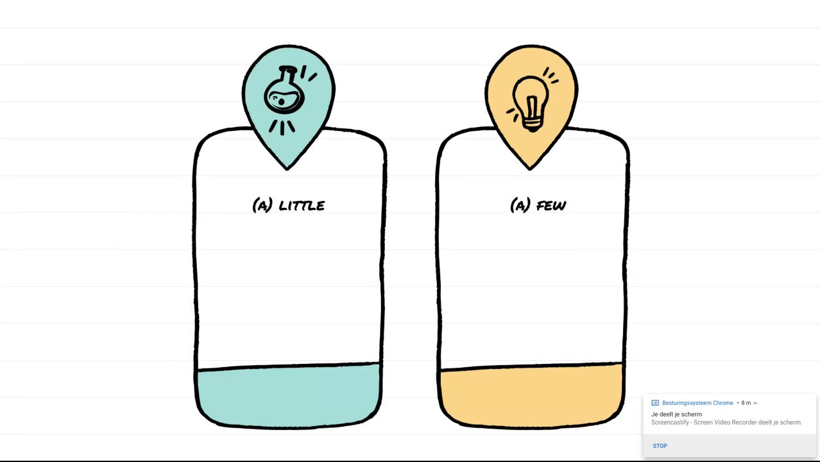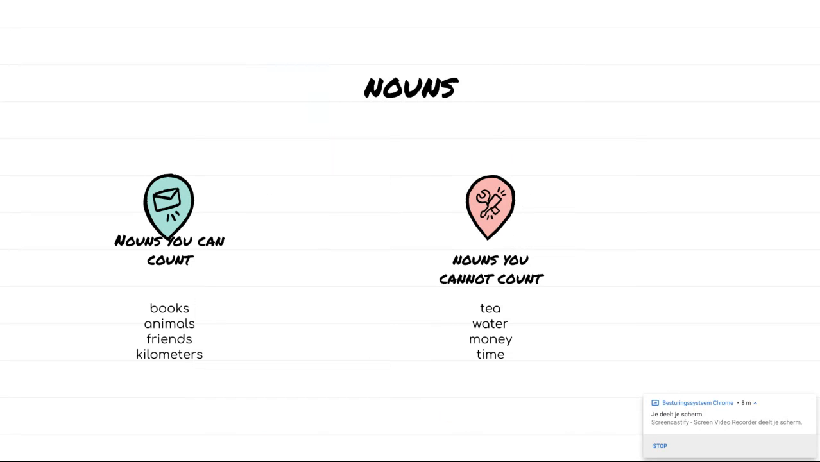Now, what about a little and a few? A little is in Dutch een beetje. A few is in Dutch een paar. Nouns you can count get a few, nouns you cannot count get a little. Exactly the same as with few and little.